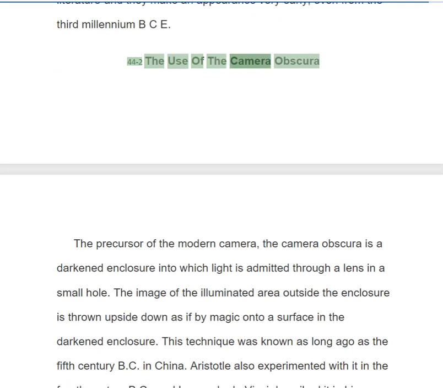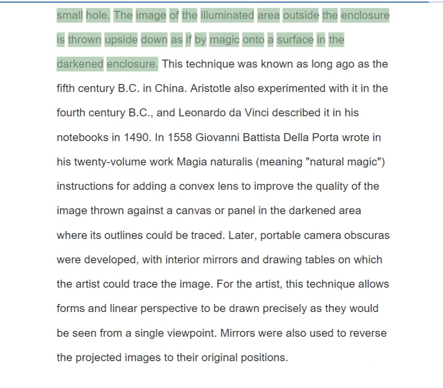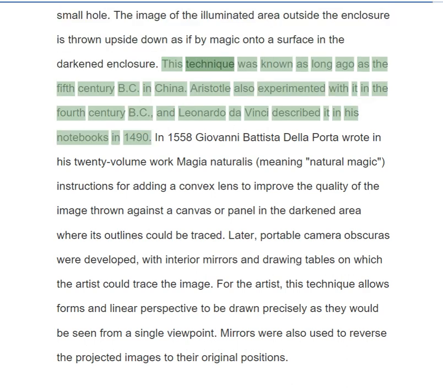44-2 The use of the camera obscura. The precursor of the modern camera, the camera obscura is a darkened enclosure into which light is admitted through a lens in a small hole. The image of the illuminated area outside the enclosure is thrown upside down as if by magic onto a surface in the darkened enclosure. This technique was known as long ago as the 5th century BC in China.